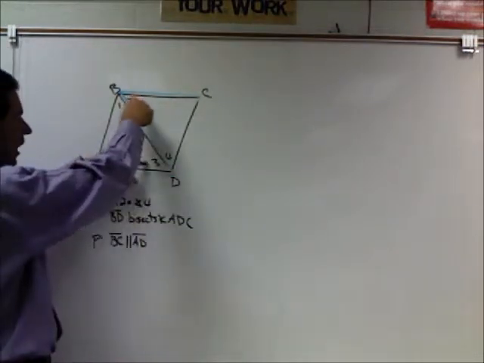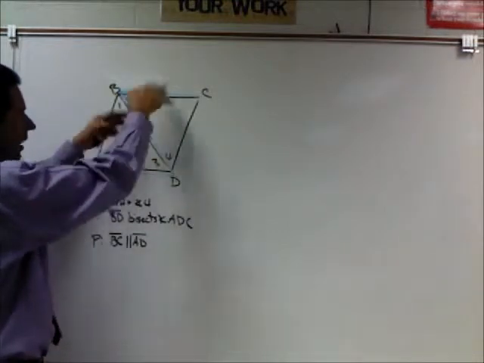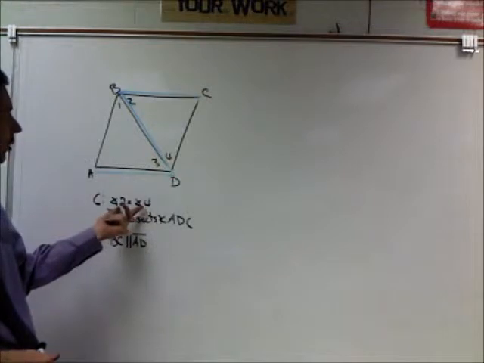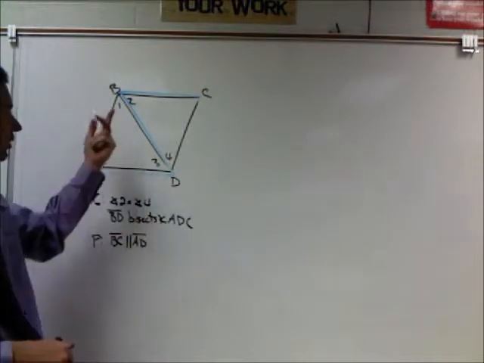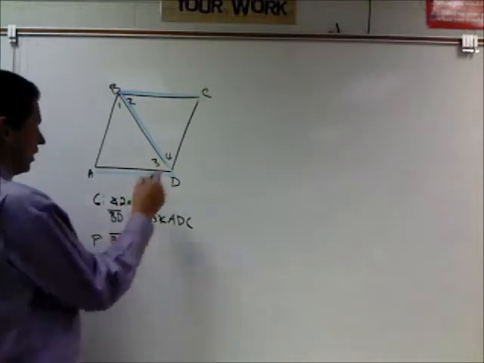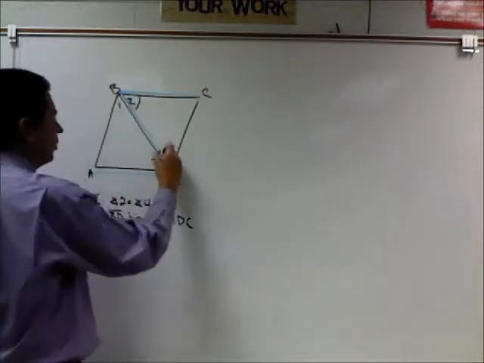If I could show that angle 2 equals angle 3, I could say the lines are parallel. And it would make sense to go that route because I already know 2 equals 4. If I could show 2 equals 3, I'm done. If I can get that 4 to turn into a 3, we're done. So what do we know from the given? Angle 2 equals angle 4.